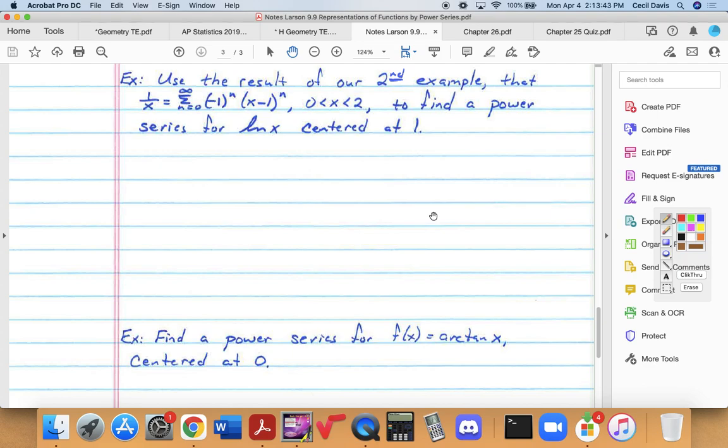So, here's an interesting question. Use the result of our second example, and I'm giving you the result here, that 1 over x is equal to the summation as n goes from 0 to infinity of negative 1 to the nth times x minus 1 to the nth on the interval from 0 to 2. How can we find x from 0 to 2? Because this was centered at 1 and it had a radius of 1, so it was from 0 to 2.